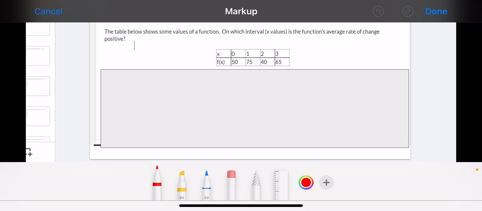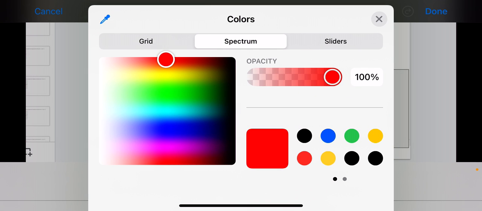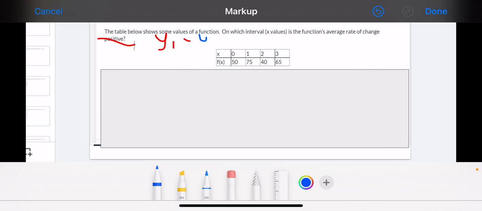The table below shows some values of a function on the interval, and the average rate of change is positive. Which one is positive? That means when you do the slope formula, let me choose my color. The slope formula, your answer should be positive instead of negative.